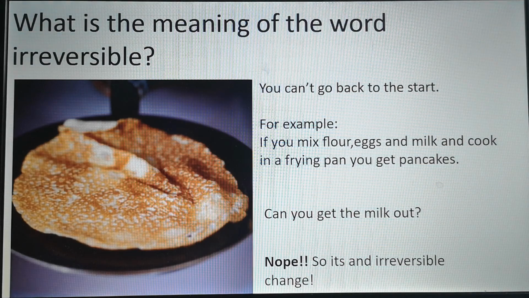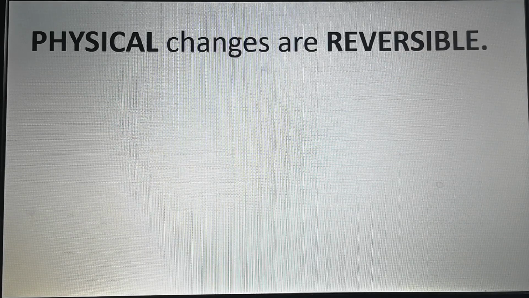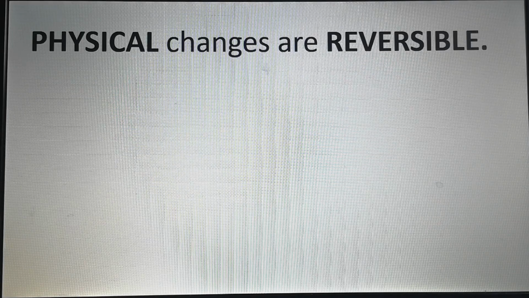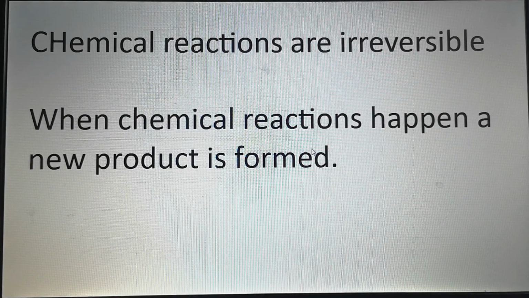So it's irreversible. Now, physical changes are reversible, so things like melting and evaporating, those are reversible. They can go back the other way because we can freeze and we can condense. But chemical reactions are irreversible. We can't make what we had at the beginning again. And that's because something new has formed. Remember, we talked about this in the last couple of lessons. Chemical reactions are when we form a new product, a new substance is formed. So they are irreversible. We can't go backwards. We can't go back to the start.